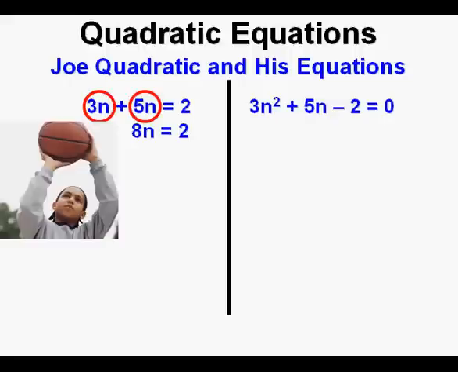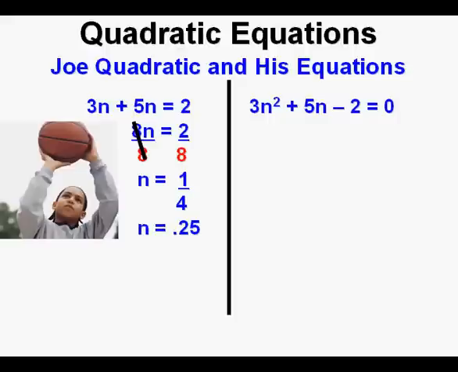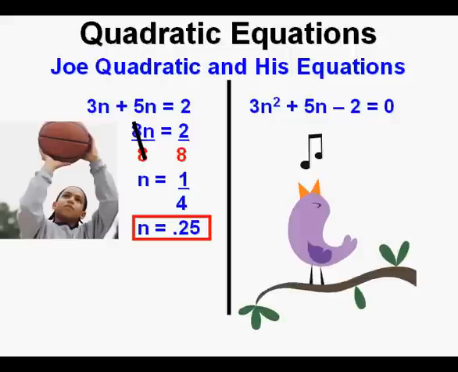His next step is to look at what it takes to get n by itself to solve for n. Since n is multiplied by 8, he solves by dividing both sides of the equation by 8. 8 over 8 on the left side cancel each other to equal 1, so he's left with n equals 2 over 8, which simplifies to 1/4. But he rewrites this in decimal form as n equals 0.25. Everything is right with the world. The birds are singing and everyone's happy.